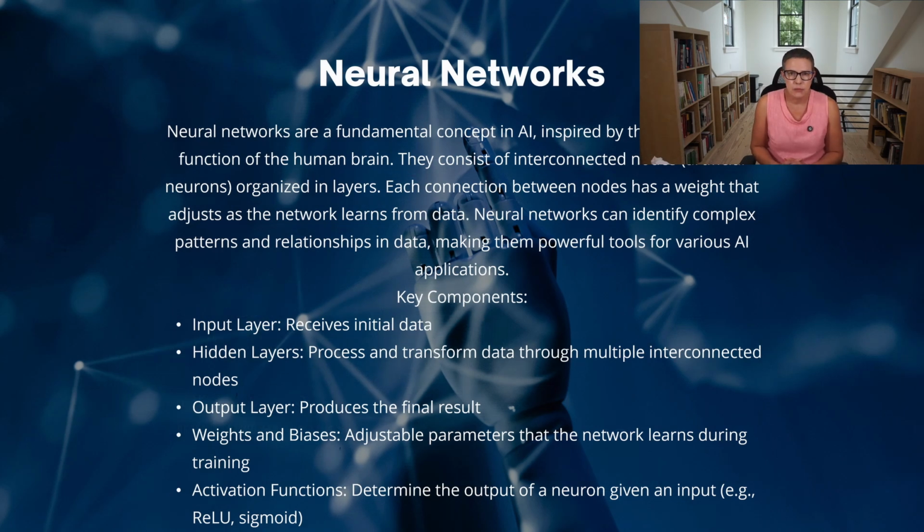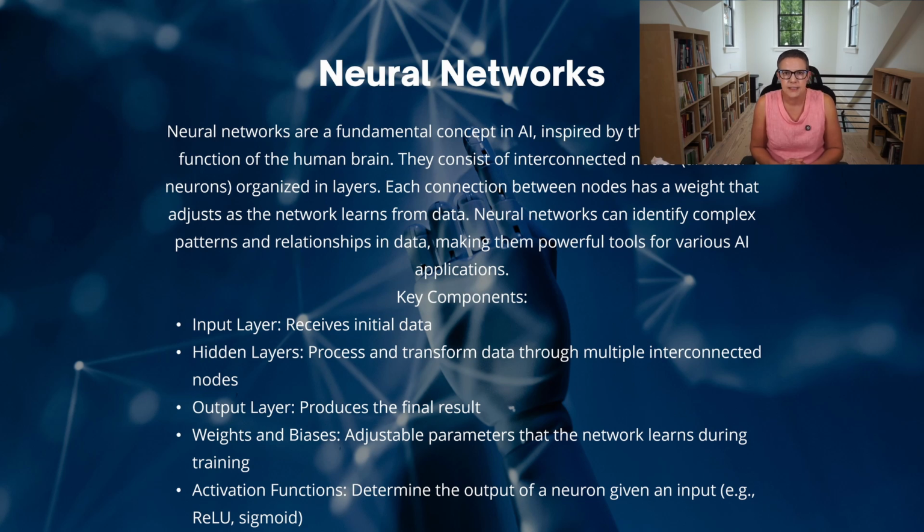We're going to begin with neural networks. Neural networks are a fundamental concept in AI, inspired by the structure and function of the human brain. They consist of interconnected nodes, or artificial neurons, which are organized in layers. Each connection between nodes has a weight that adjusts as the network learns from data. Neural networks can identify complex patterns and relationships in data, making them powerful tools for various AI applications.